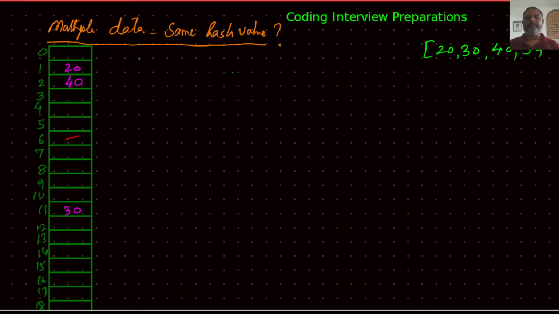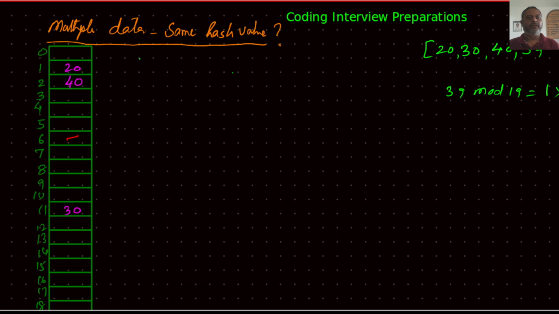So when you try to add 39, we get 39 mod 19, which is 1. And we find that 1 is already occupied. So I cannot write 39 at this place. Then what to do? How to solve the problem and still have the benefits of hashing?